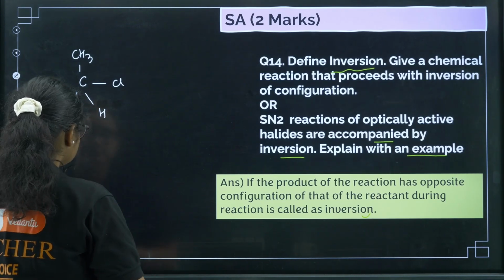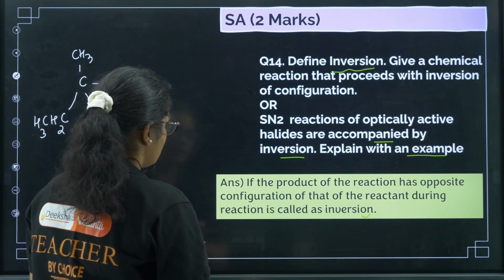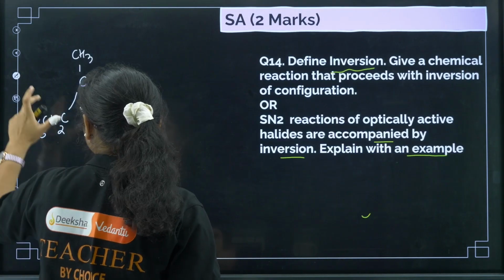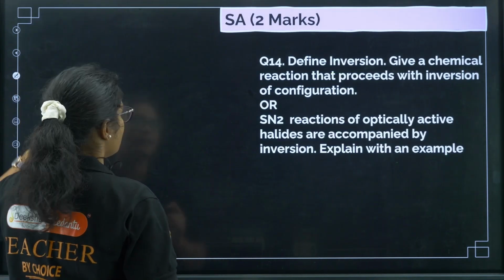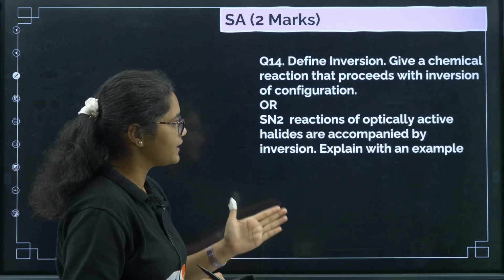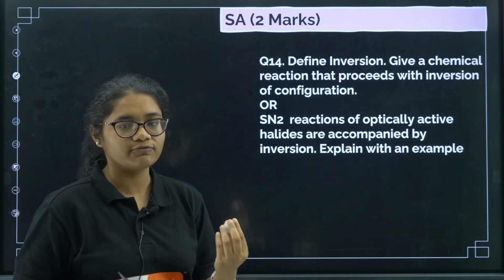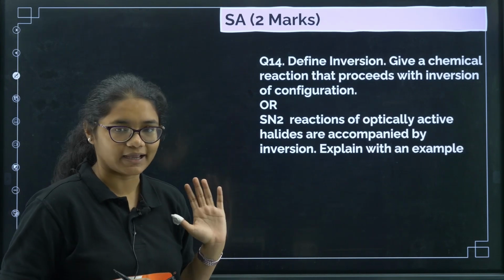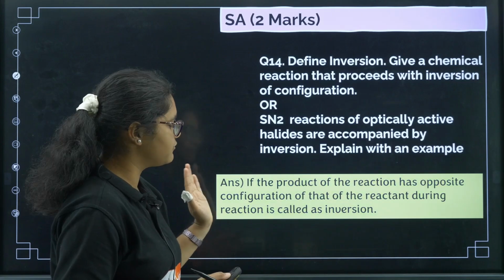Okay, so now if you see, same example I am taking, I will make a different example here. So now let us see this question. Define inversion, give a chemical reaction that proceeds with inversion of configuration. Okay, so inversion we can find in SN2 reaction mechanism, right? So first you can explain inversion like this.